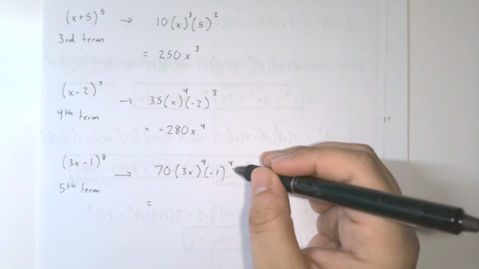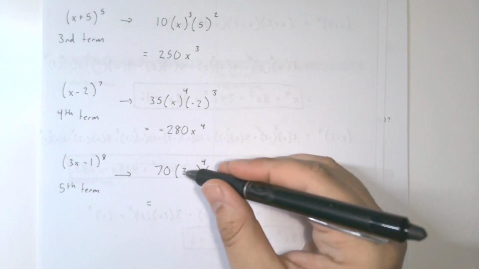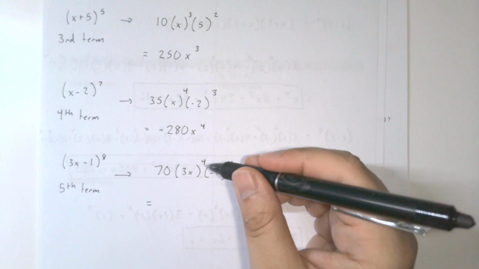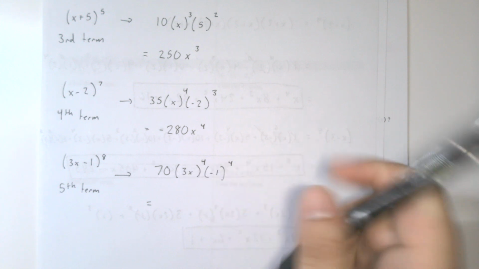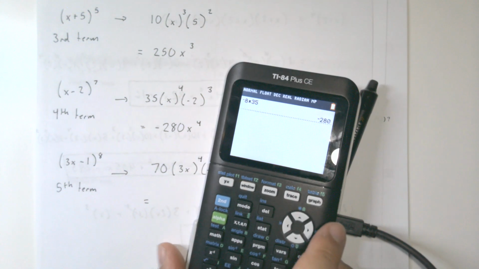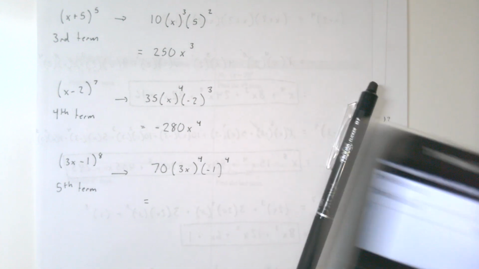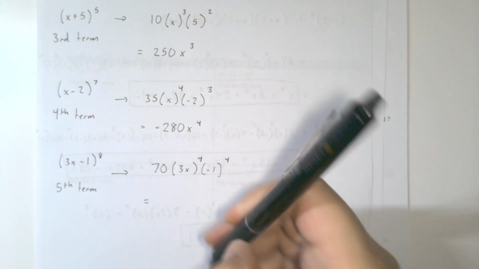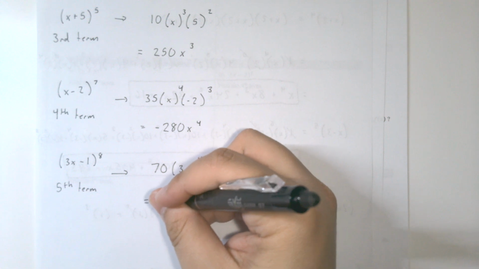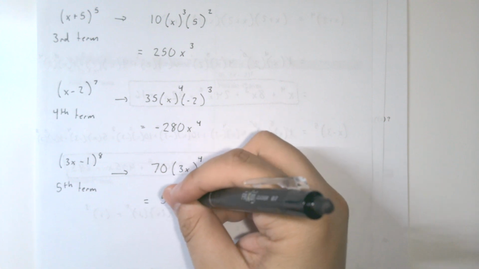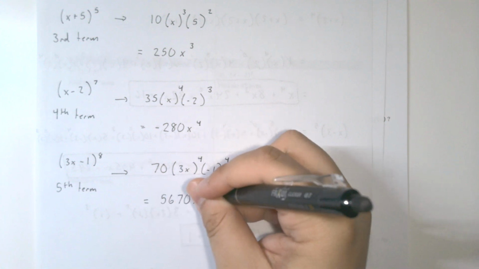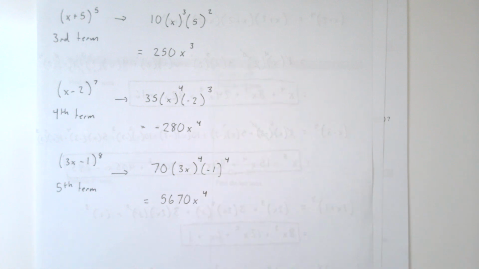And so we have negative 1 to the 4th is just going to be positive 1. 3 to the 4th power is going to be 81, and then times 70. Again, I'm not going to be able to do that in my head. But we have 70 times 81, which is 5,670. Yeah, I would have never gotten that in my head. So 5,670 x to the 4th.